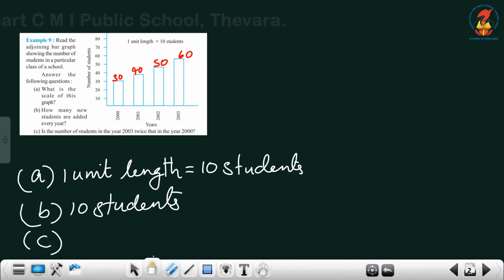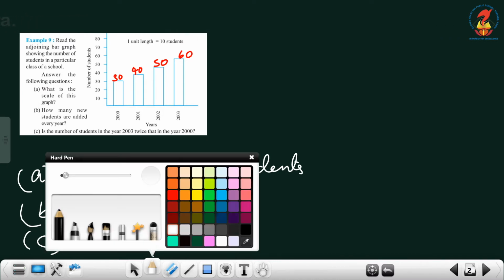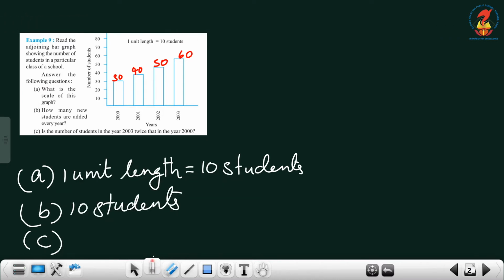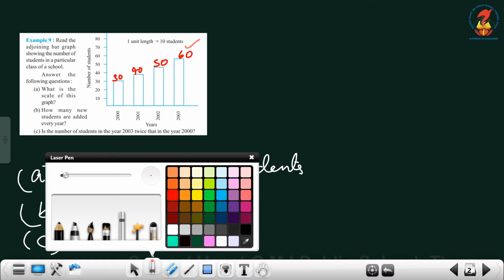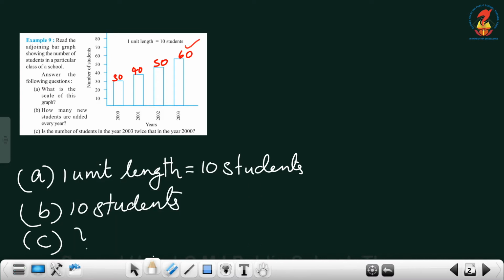Then last question, is the number of students in the year 2003 twice that in the year 2000? What do you mean by twice? Twice means multiple of 2. Is the number of students in the year 2003, which is 60, twice the number of students in the year 2000, which is 30? Is it twice? Yes.